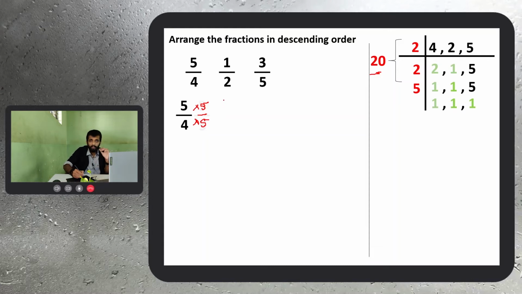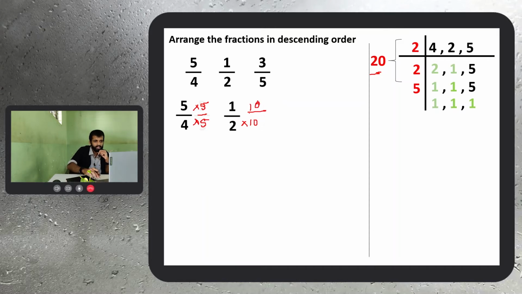For the next fraction, 1 upon 2, I have 2 in the denominator. I will multiply something of my own so that my answer becomes 20. So in this case, I will have to multiply 10, and 10 will be in the numerator also. Okay, this is 10.